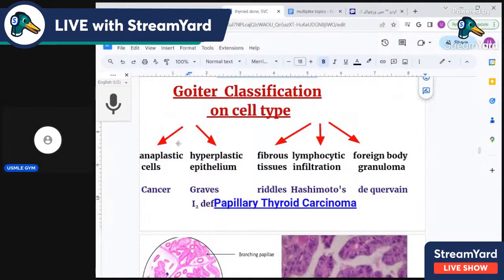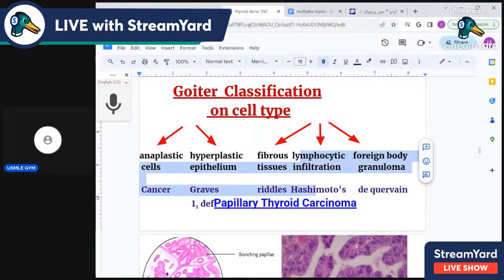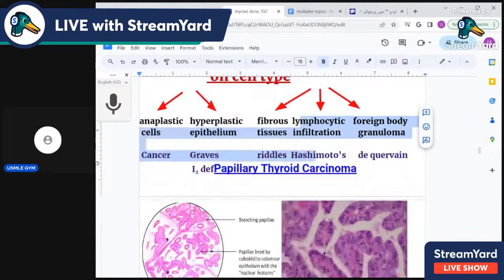Now, goiter classification on cell type. It may be anaplastic cell, which occurs in cancer, hyperplastic epithelium that occurs in Graves' disease and in iodine deficiency. It may have fibrous tissue that occurs in Riedel's thyroiditis, lymphocytic infiltration that occurs in Hashimoto's thyroiditis, and a foreign body granuloma that occurs in De Quervain thyroiditis. So this is the goiter classification on cell type.